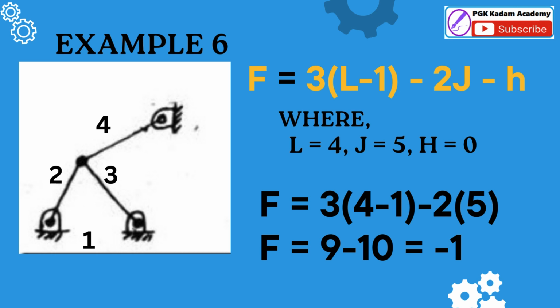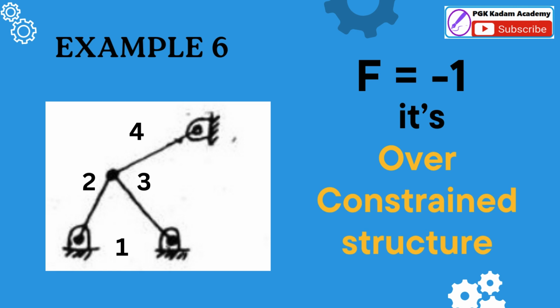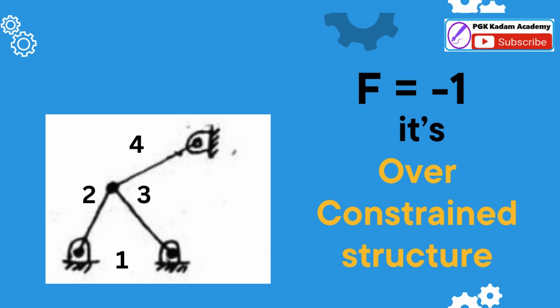All are turning pairs. Two lower pairs at the intersection of 2, 3, 4 links are considered. H equal to number of higher pairs in the mechanism is 0. Degree of freedom F equal to 3 times (4 minus 1) minus 2 times 5. Hence the answer of degree of freedom F is equal to minus 1. Means it is called an over constrained structure.